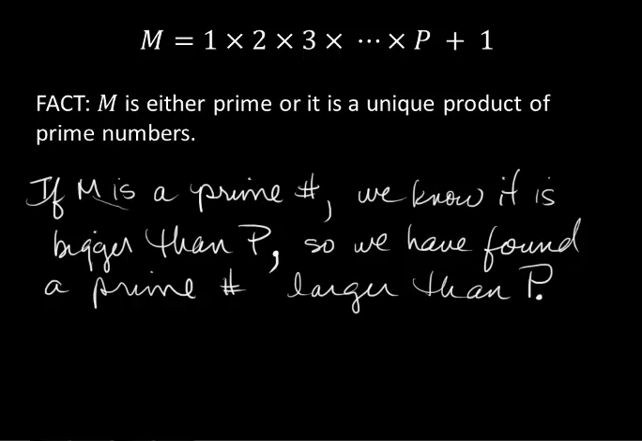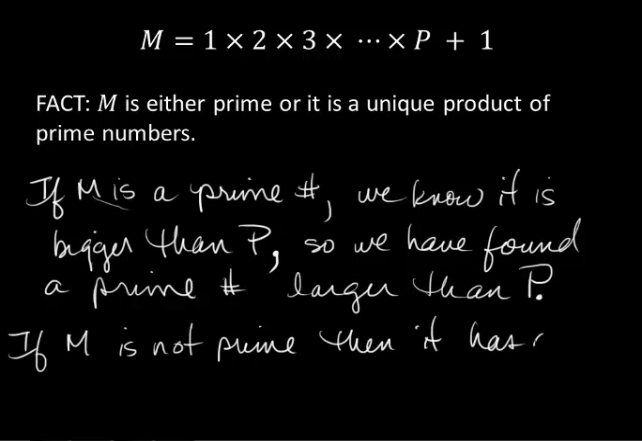So that's case 1. Now, case 2, if m is not prime, then it has a prime factor. It might have many of them. It has prime factors, but let's just say it has a prime factor, and let's call it, why don't we call it little q? If it's not prime, it has a prime that divides it, and we only need one. So let's just take q. Q divides m. Q is a factor of m, and q is prime.